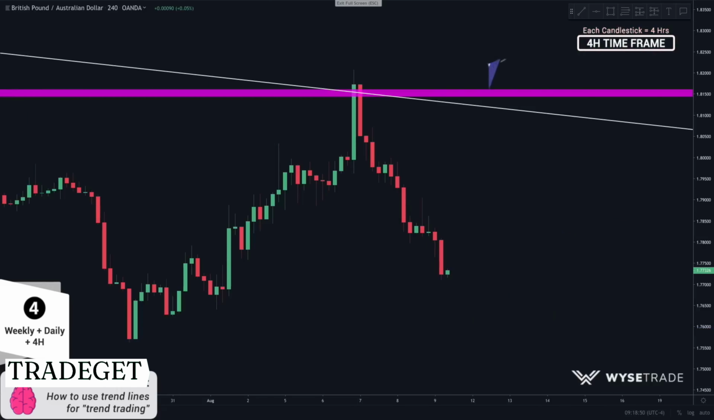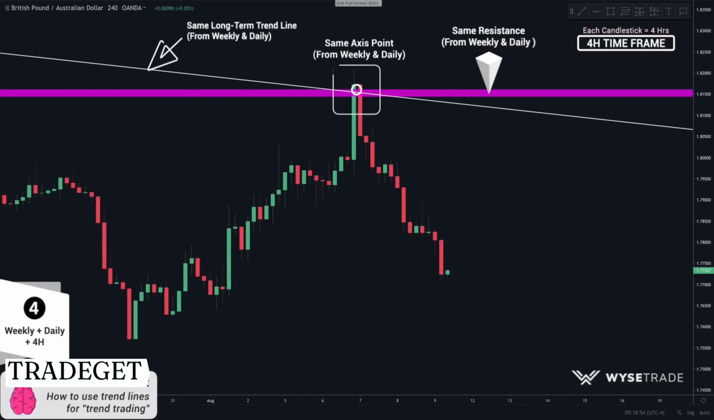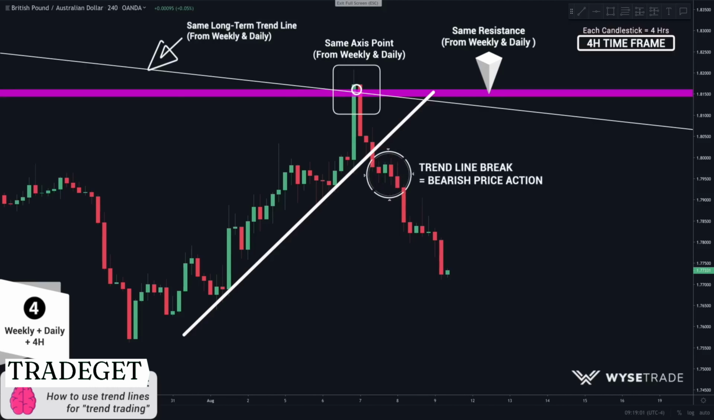Here on the 4-hour time frame, you have your weekly and daily resistance, weekly and daily trend line, and weekly and daily access point. You then have your short-term trend line here, and once price hits the access point and then breaks the short-term trend line, your short-term trend turns bearish and matches the long-term bearish downtrend. And this is when you start looking for trade entries short, as all time frames are bearish and confluent.